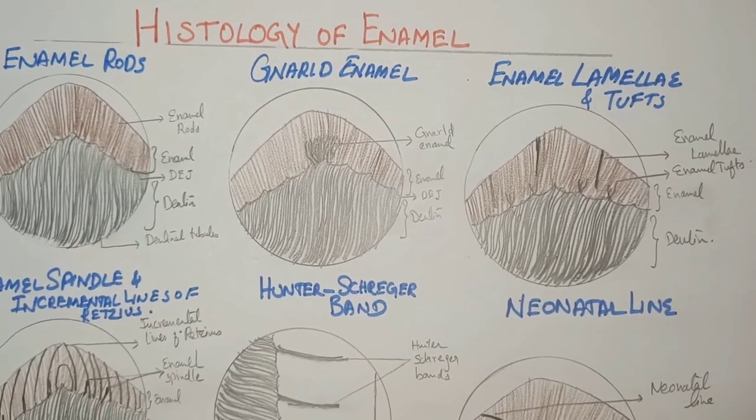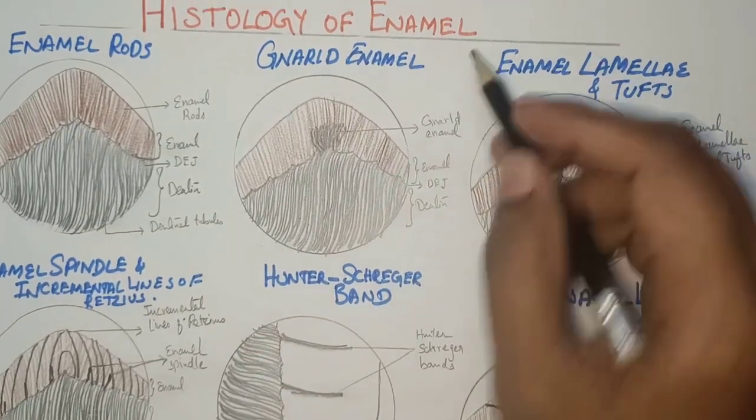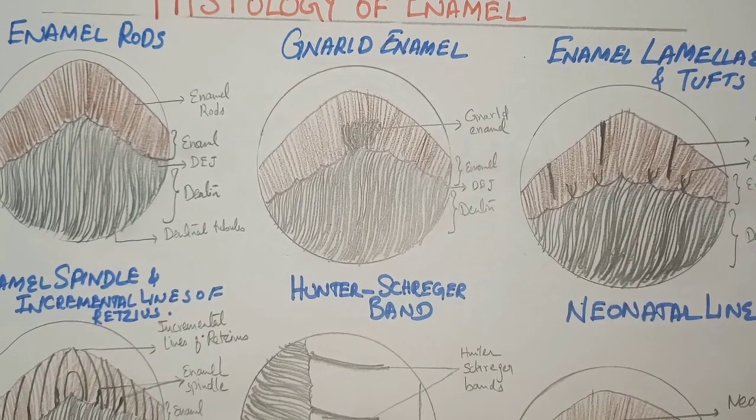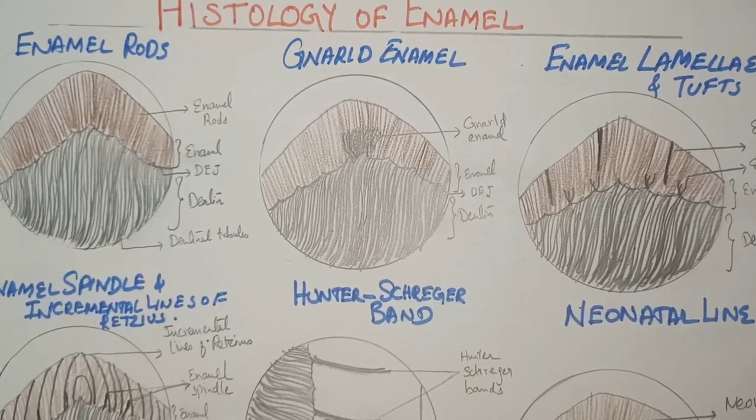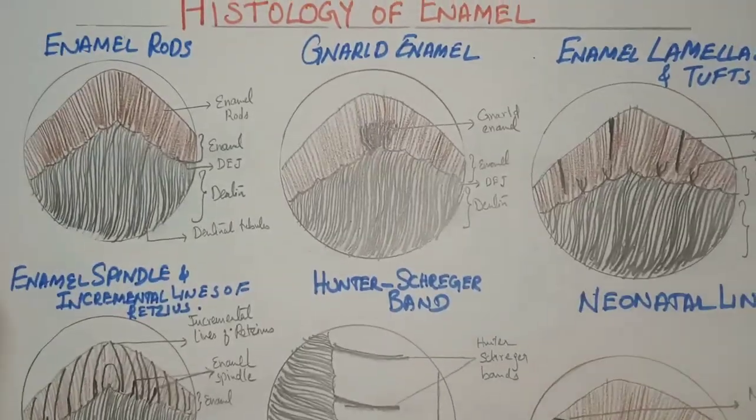So today in today's video, I'm going to explain about the histology of enamel. Okay, various structures that are viewed on the surface of the enamel of the tooth when you see under the light microscope. Before going to the actual theory, okay, we will see how this one is prepared.